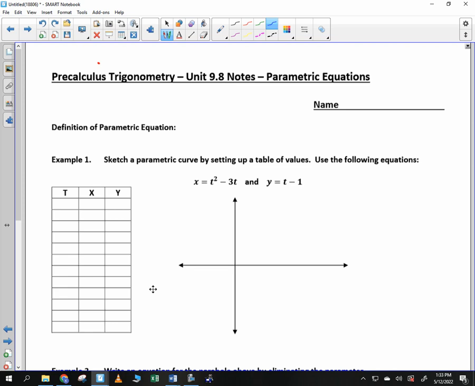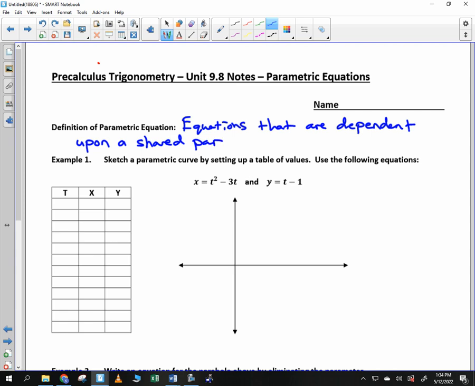Okay. Definition of a parametric equation: equations that are dependent upon a shared parameter. Parametric equations are equations that are dependent upon a shared parameter. So, let's try to unpack that and understand what it means.